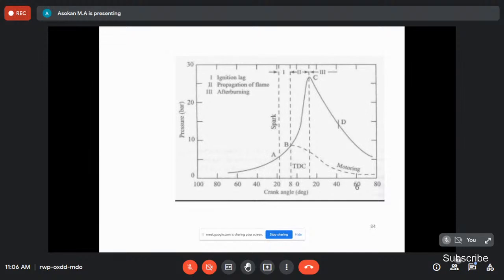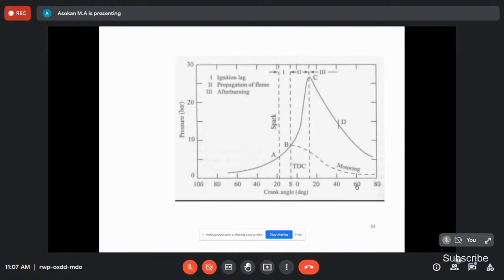Suppose TDC is 0, the piston is at top dead center. But before TDC, at some angle, around 40 degrees or 80 degrees, the spark ignites the air fuel mixture. Once the spark is ignited, there is no immediate combustion, because at that moment the air fuel mixture has not attained the combustible range. Somewhere it attains the combustible range, but not the entire mixture.